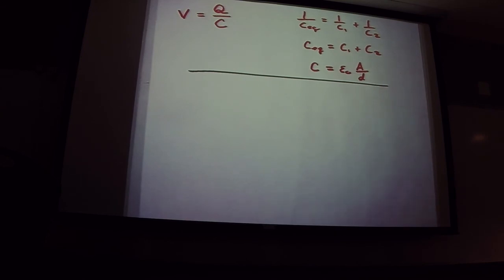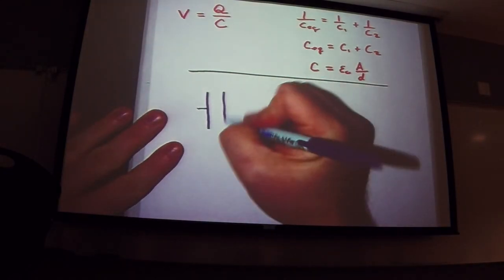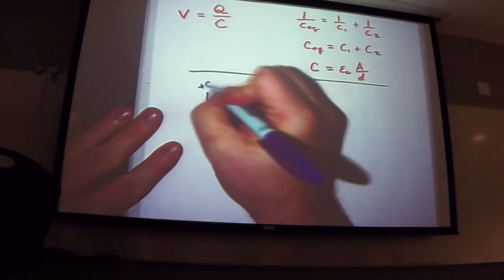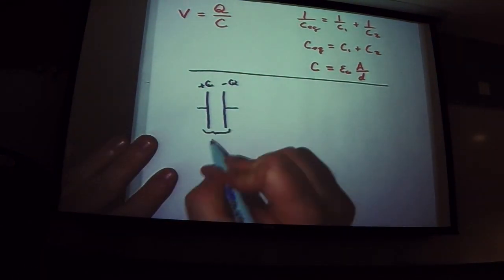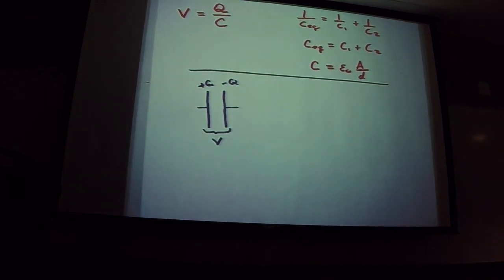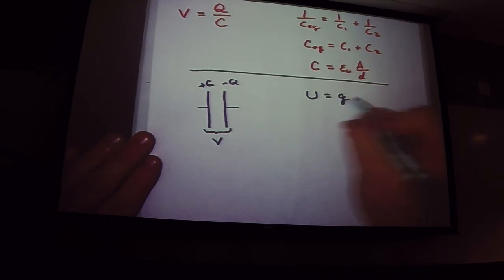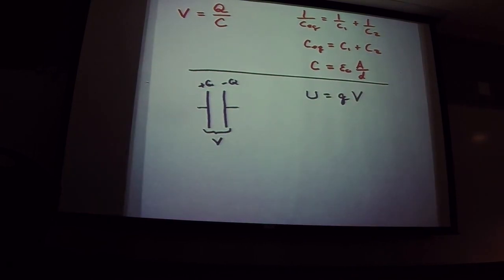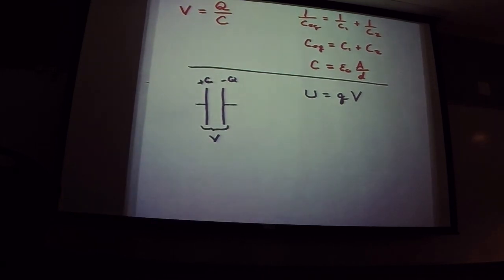Now, if we just take a look at the plates and say that I have a positive Q on this plate and a negative Q on this plate, and I have a voltage V across here, you might think, well, the energy of a charge placed at a particular voltage is the charge multiplied by the voltage V. So you might think that you just take the Q and multiply it by the voltage V. And you wouldn't be that far off.